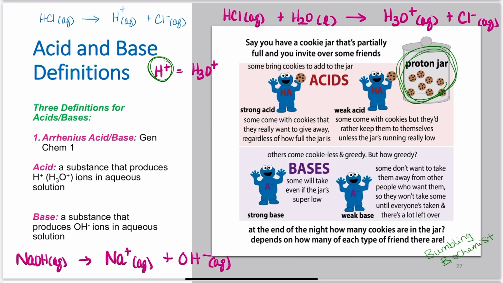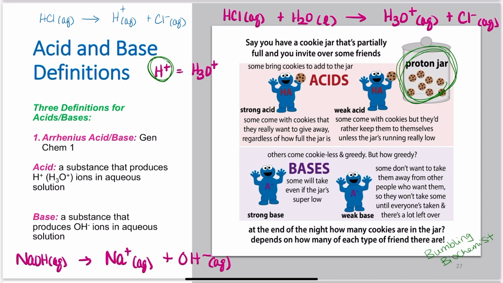Weak acids, though, some come with cookies. Your weak acid people are going to come with cookies, but they'd rather keep them to themselves unless the jar is running really low. If you actually really need their cookies, they're going to share them, of course. But they want to hold on to them until they realize that, yeah, these are actually necessary to share. Otherwise, I'll just keep them to myself. On the other side of that, you've got your bases. Some bases are really greedy. Some aren't quite as greedy. Your strong bases are really, really greedy. They will take the cookies even if the jar is low. They're the person that's going to take that last piece of pizza without asking anyone else in the room if they want one.